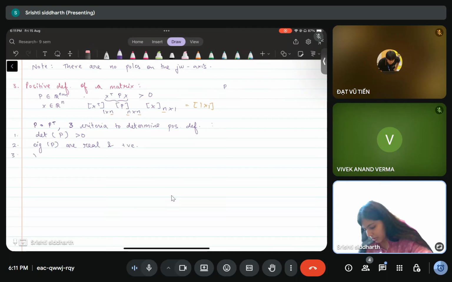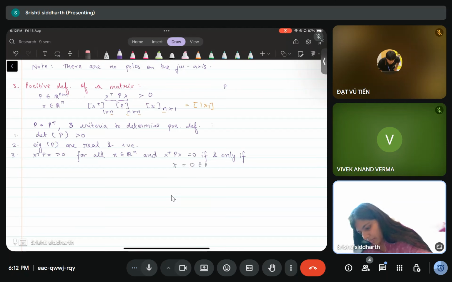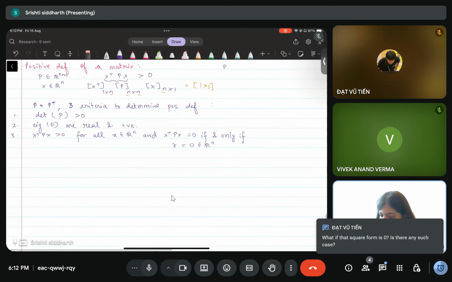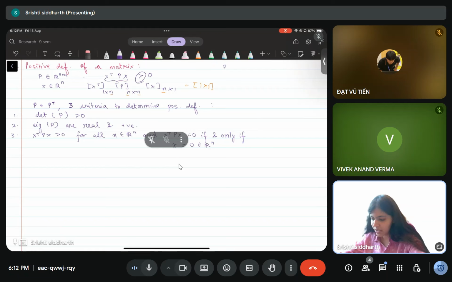And then finally the general rule: X transpose Px should be greater than 0 for all vectors X in Rn, and this scalar is allowed to be 0 if and only if X itself is 0. No, we are not talking about 0 matrices. This has to be at least greater than 0, so that cancels that case.